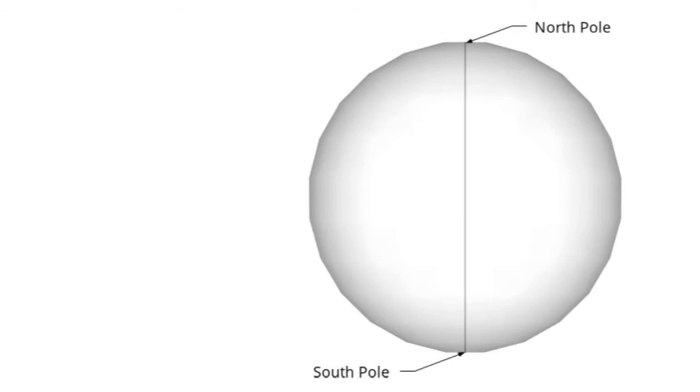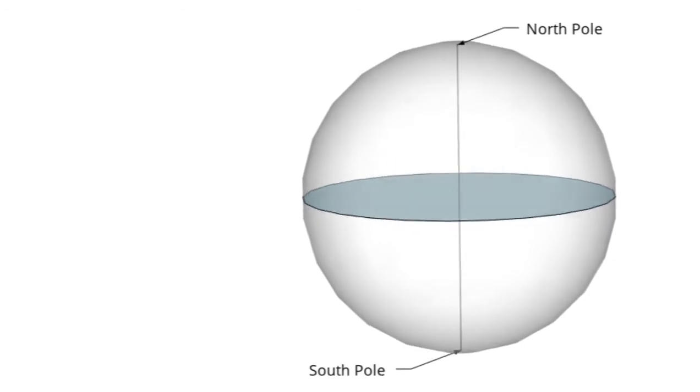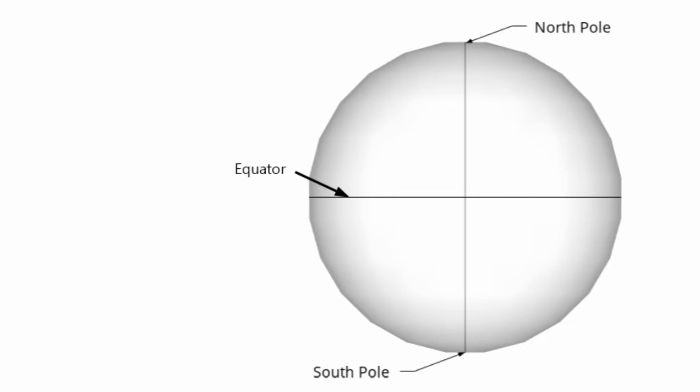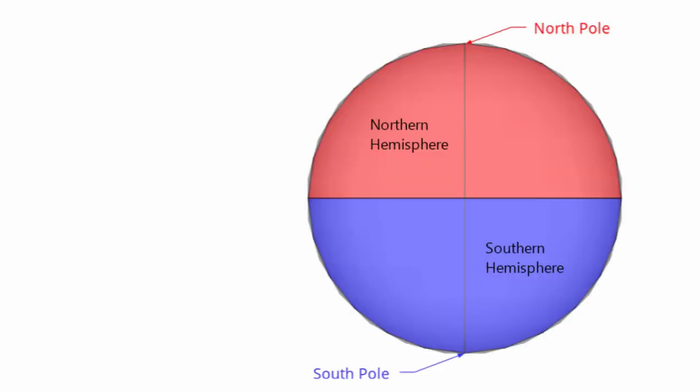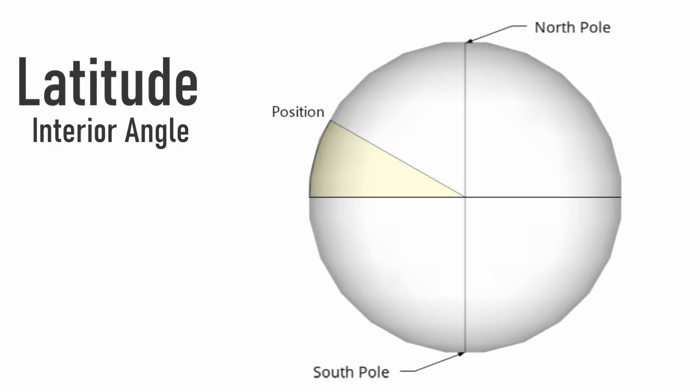We're going to start with a counterpart to the prime meridian, which is a great circle that is perpendicular to the polar axis. This is the equator, and it's the reference plane that we use to measure angles of latitude. And just as before with east and west, we now have a division between north and south. So the equator conveniently divides the Earth into a north hemisphere and a south hemisphere. Latitude is an interior angle, and it's measured between a position on the Earth's surface and the plane of the equator with the center of Earth as vertex.